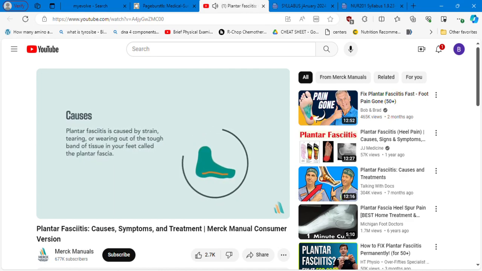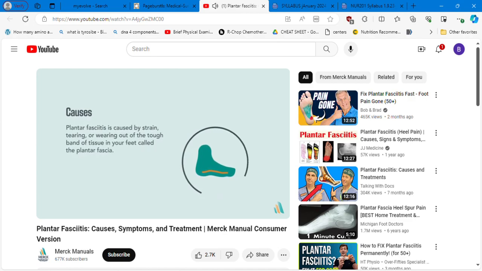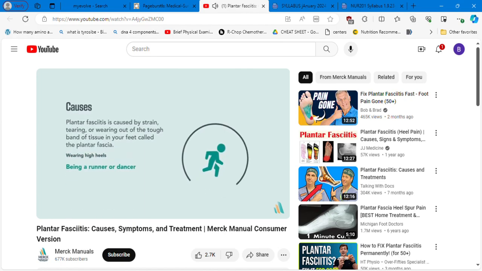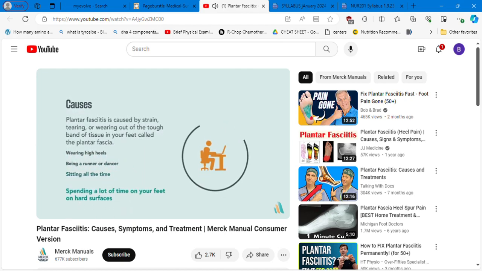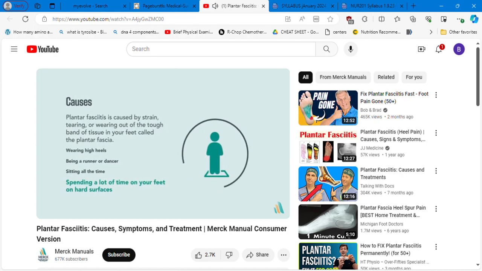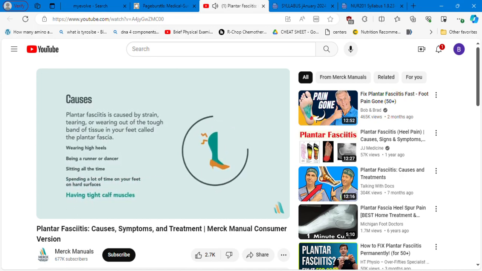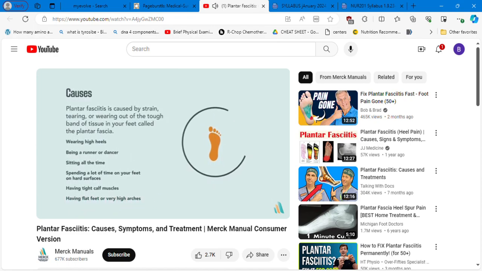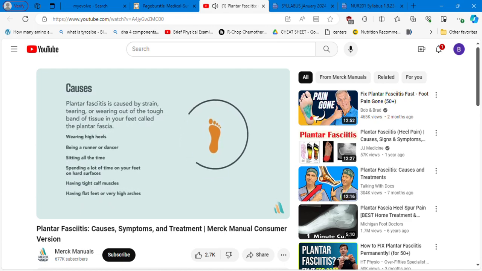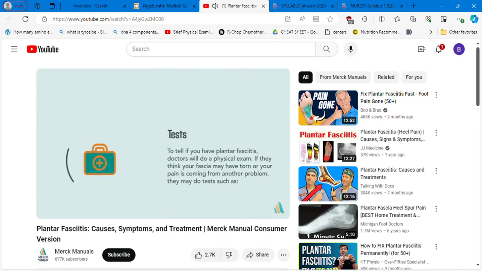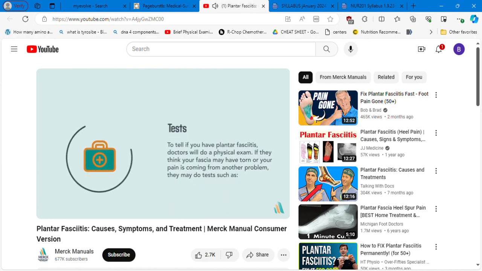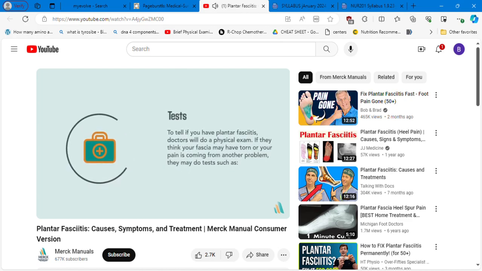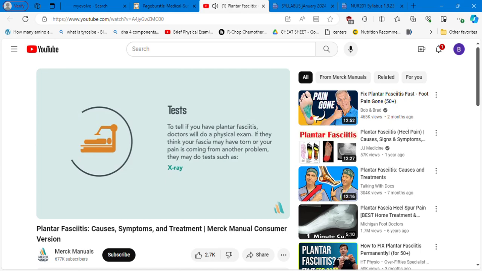the plantar fascia. Strains or tears of the fascia are more likely to happen if you wear high heels, are a runner or dancer, sit all the time, spend a lot of time on your feet on very hard surfaces, have tight calf muscles, or have flat feet or very high arches. Being very overweight or having rheumatoid arthritis can also cause plantar fasciitis or make it worse. To tell if you have plantar fasciitis, doctors will do a physical exam. If they think your fascia may have torn or your pain is coming from another problem, they may do additional tests such as an X-ray or an MRI.